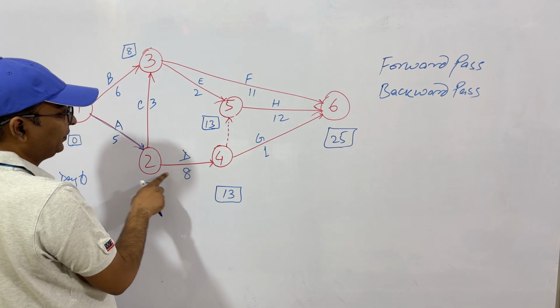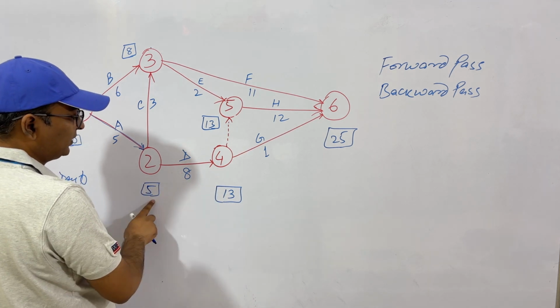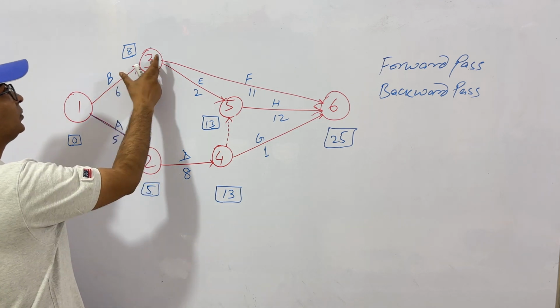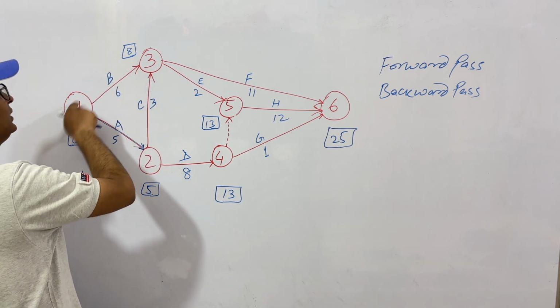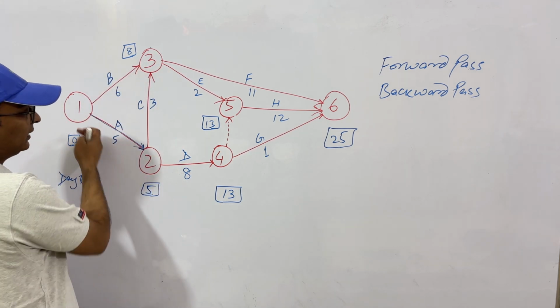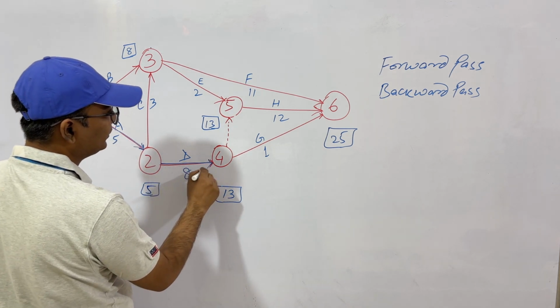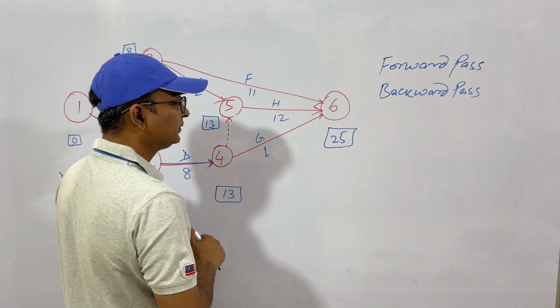Again, come to this point. This and this, see 13 minus 5, 8. Again, this minus this is equal to 8. You can see this minus this is not equal to 6. 8 minus 0 is 8, but this is 6. But this minus this is equal to this minus this is equal to this. So this is critical. Then this and this.